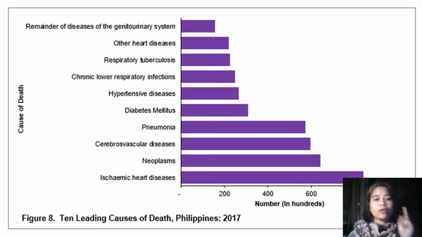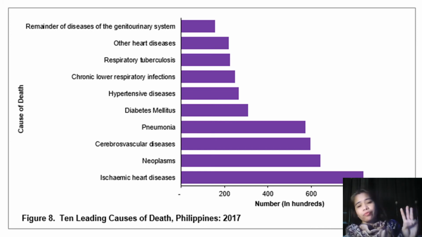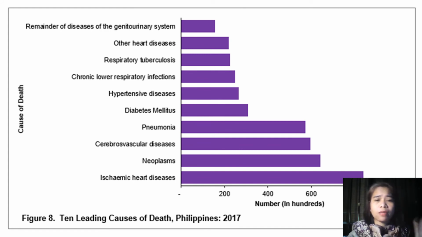Then chronic respiratory infection, so that's infectious. Respiratory tuberculosis, that's infectious. And other heart diseases, that is non-infectious. And then remainder of diseases of the genitourinary system. If that is referring to kidney failure, not all kidney failure is brought about by infection, but it may be. There are some that may be categorized under infectious diseases like acute glomerulonephritis, but as mentioned earlier, not all of the kidney diseases are rooted from infectious disease.